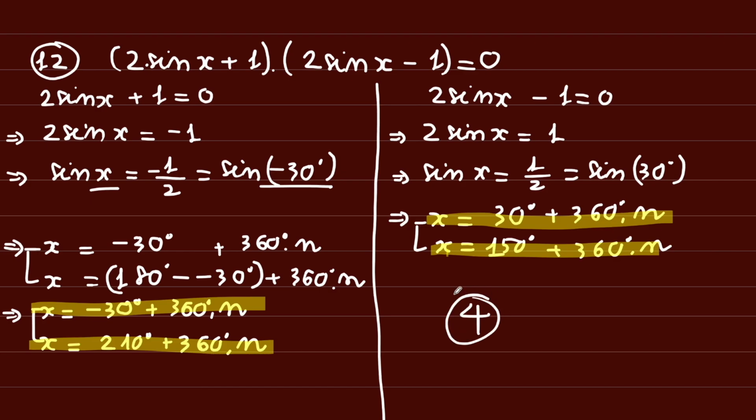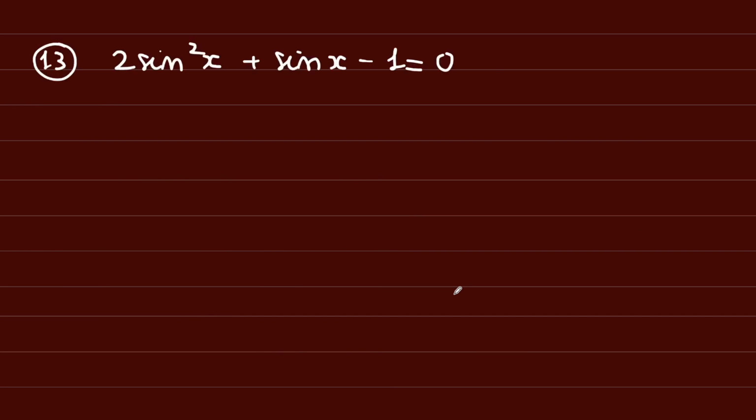Each time, move to the next question. About this one, we have a new thing: a quadratic trigonometric equation. 2 sine square h plus sine h minus 1 equal to 0. So I have to give you another step for solving this kind of question. For question 13, you got the quadratic form, but we need to convert from the trigonometric equation to the quadratic equation first. 2 sine square h plus sine h minus 1 equal to 0.